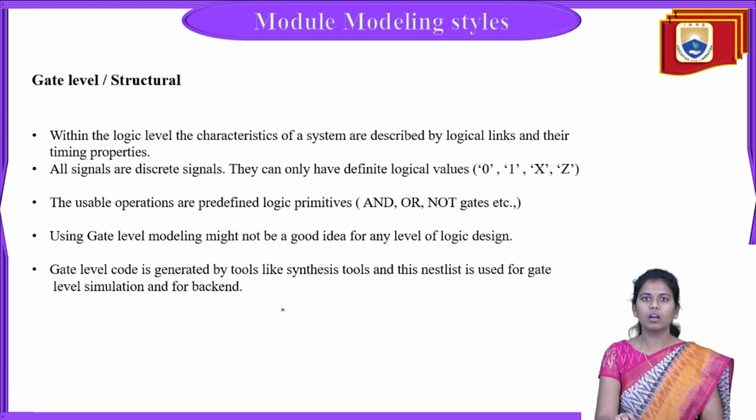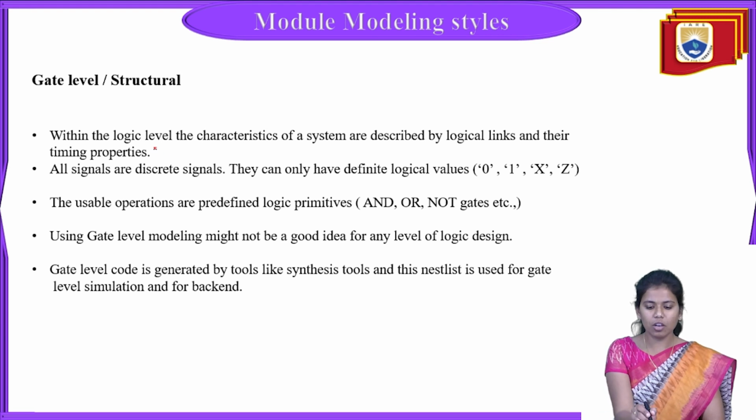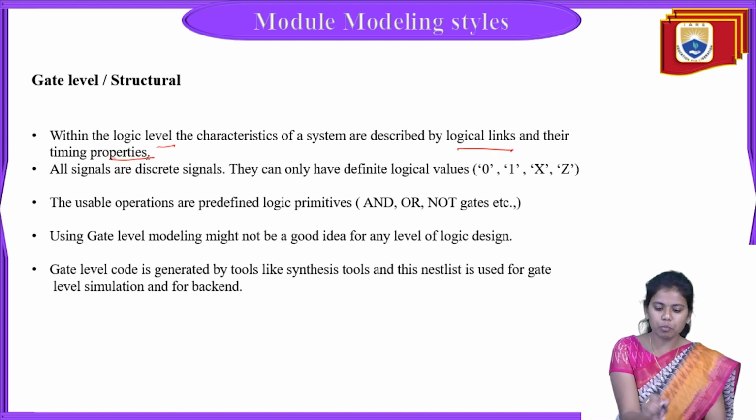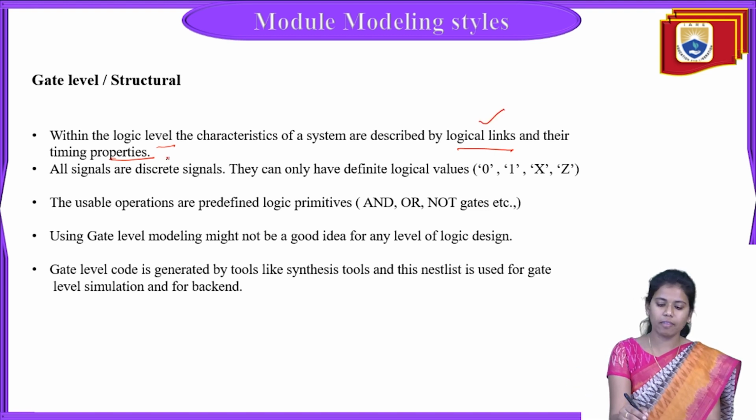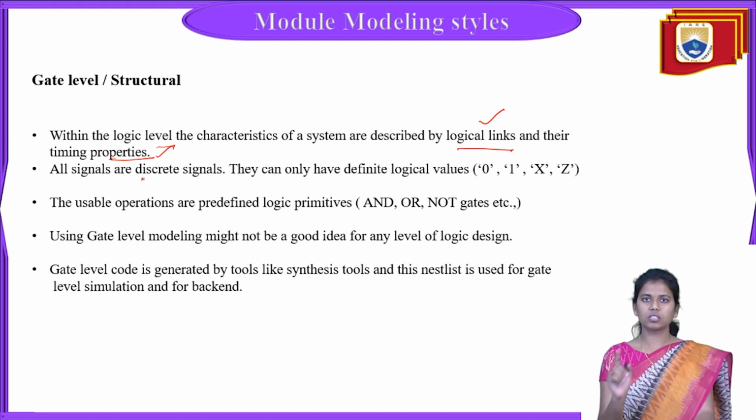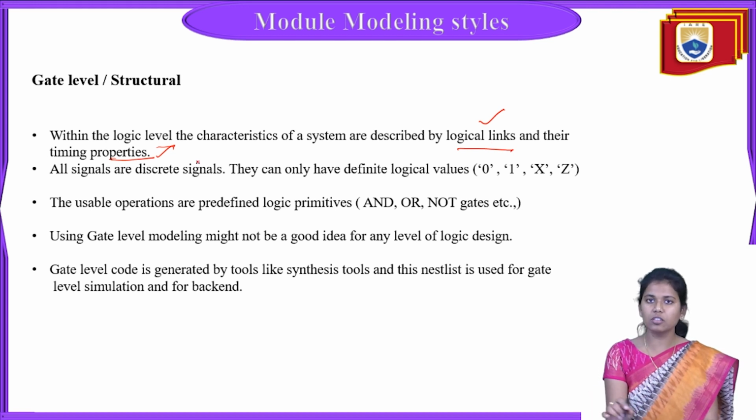Coming to the gate level or structural. What is this gate level talking about? Within the logic level, the characteristics of a system are described by logical links and their timing properties. So in this gate level or structural, the characteristics of a system can be described by logical links and their timing properties. With these two constraints, the characteristics of a considered system can be observed.